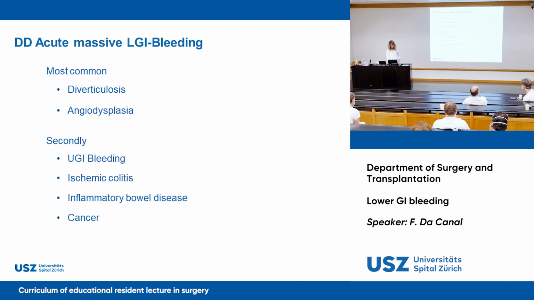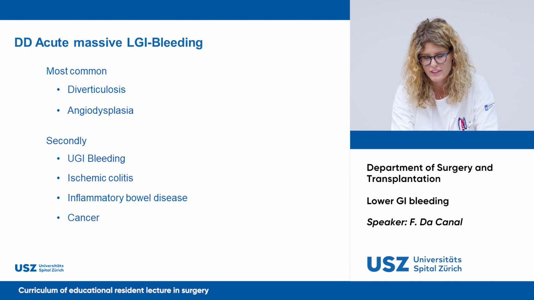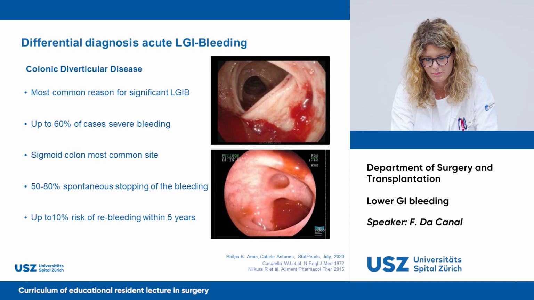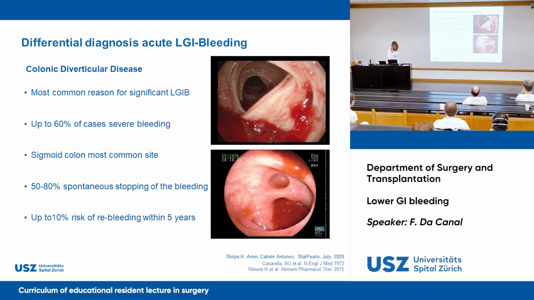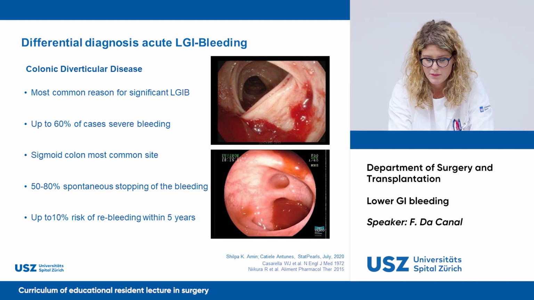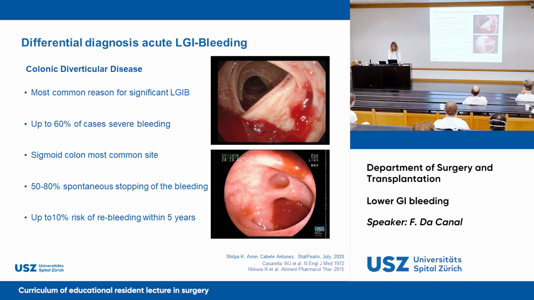The most common causes of an acute massive lower GI bleeding, as already mentioned, are diverticulosis and angiodysplasia. Diverticulosis hemorrhage is the most common reason. In about 60% of the cases, we have a severe bleeding, and it is correlated with substantial cost of hospitalization. The sigmoid colon is the most common site. And in 50 to 80% of the cases, it stops spontaneously, with the risk of rebleeding up to 10% within 5 years.